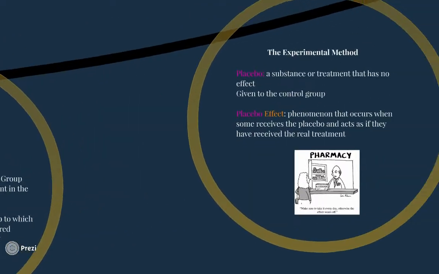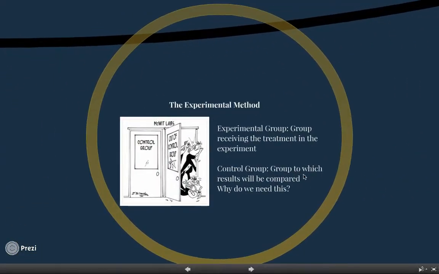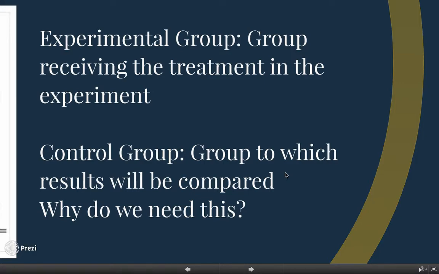When we talk about the experimental method, the experimental group will be the group receiving a treatment in the experiment, whereas the control group will be the one that does not receive treatment, or receives a placebo, and they will compare the results to the control group. Why do we need a control group? A control group is significant to give you something to compare to.